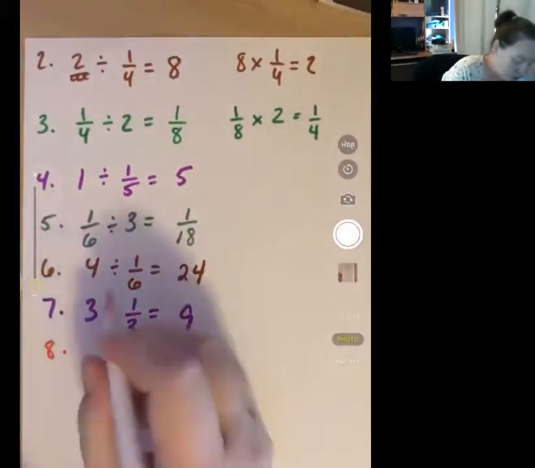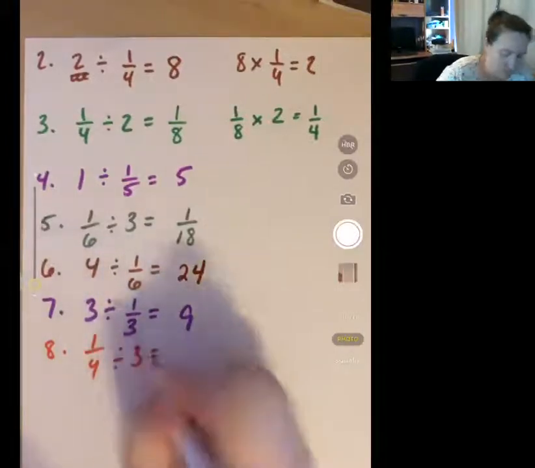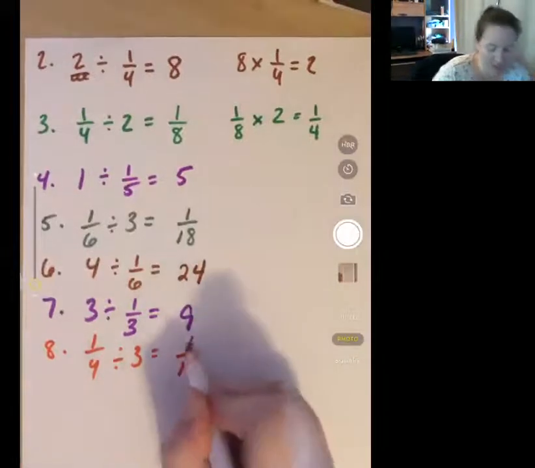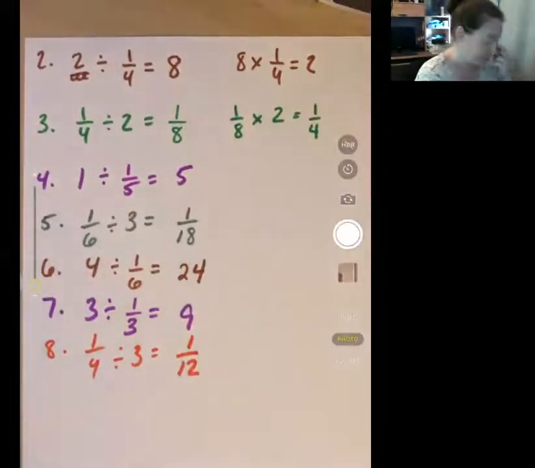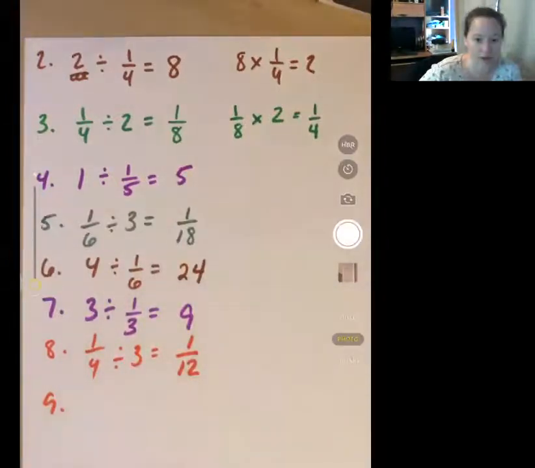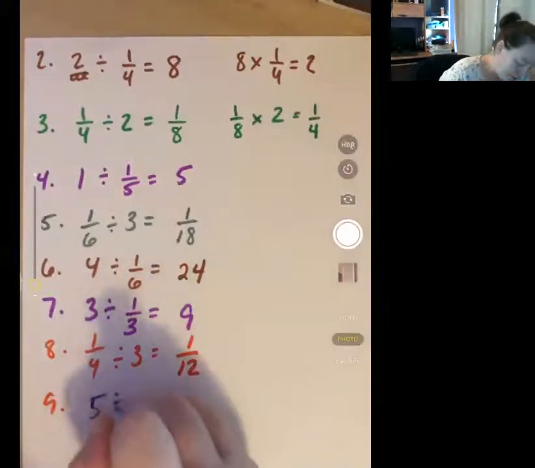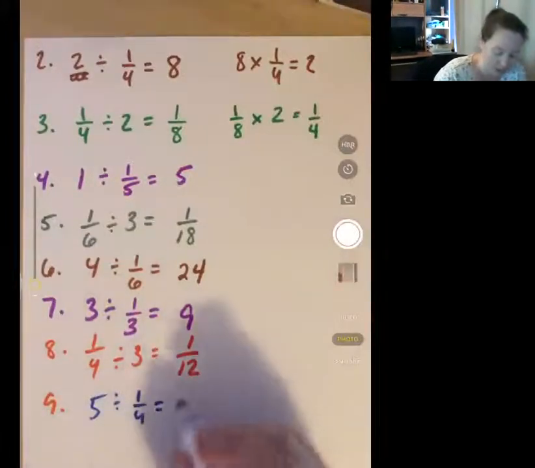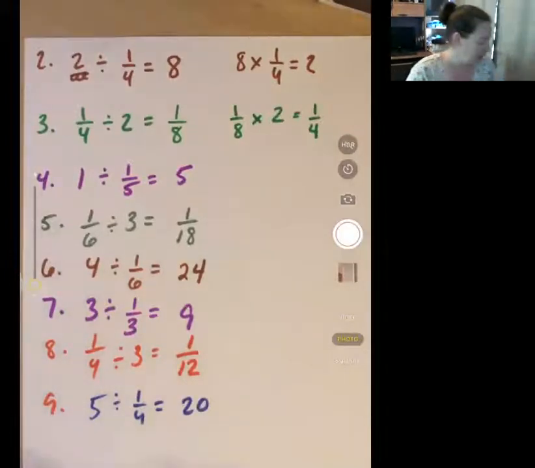Number 8. 1/4 divided by 3. 4 times 3 is 12. And since I'm making the 4th even smaller, it is a 1/12 in this situation. And number 9. So it's almost identical to the other one. Let's go with this marker instead. 5 divided by 1/4. I'm splitting each of the 5s up into 4 different parts, so 5 times 4 is 20.